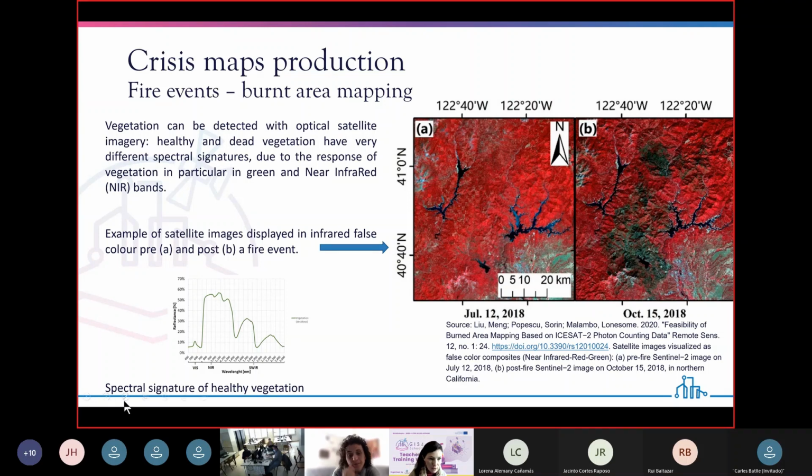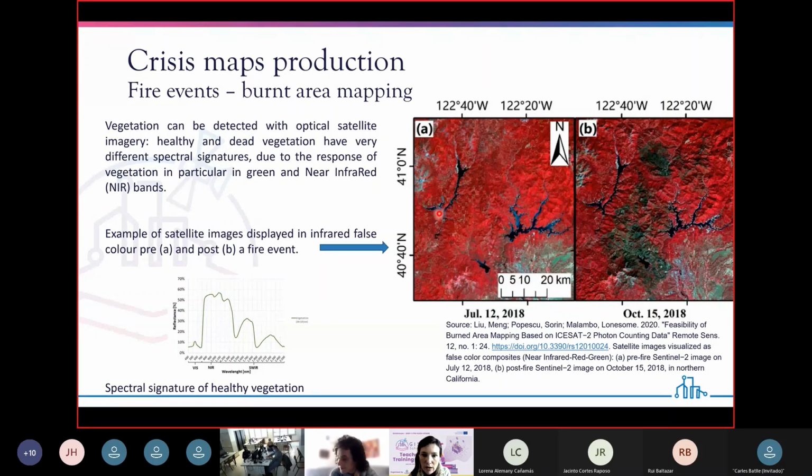Let me change again the pointer. You see here the pre-event image and the post-event image. Let's see the details describing them a bit, because I do not know how trained you are in near-infrared false color. So this image is called near-infrared false color. It's called false color in the sense that we are not used to these colors, so they look false to us. The true colors are the ones that we are used to, so vegetation should look green.